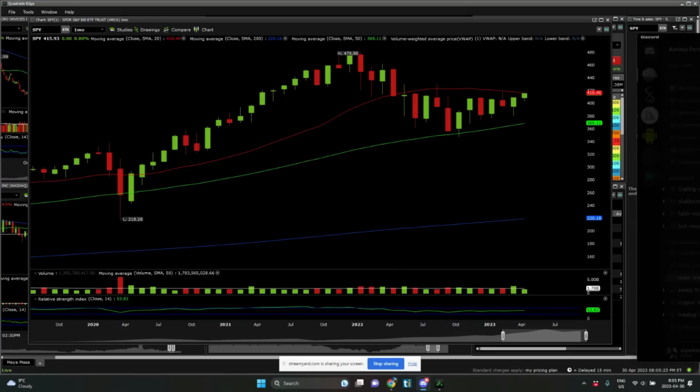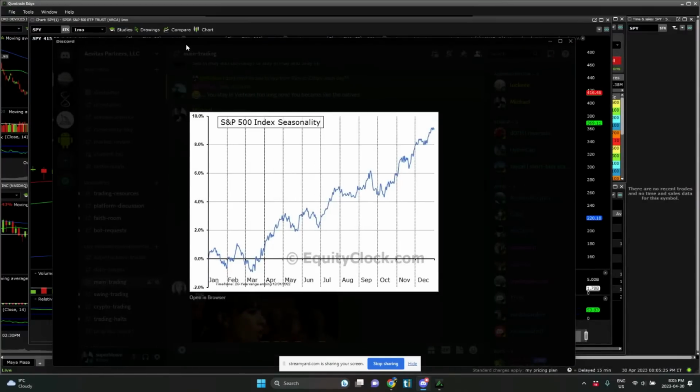This chart. This is the S&P 500 seasonality chart. It was updated December 31st, 2022. So this is probably the most up-to-date chart for the past 20 years.